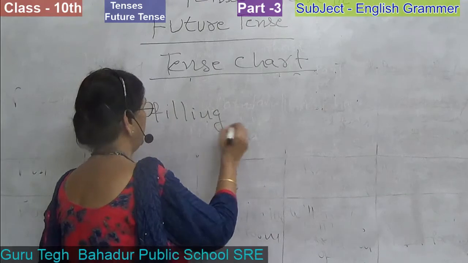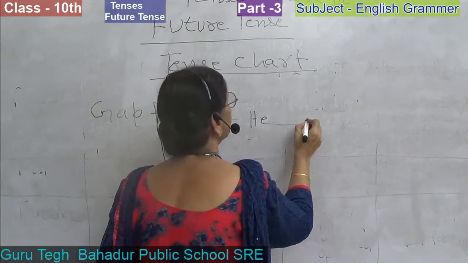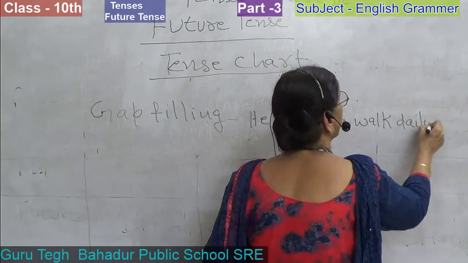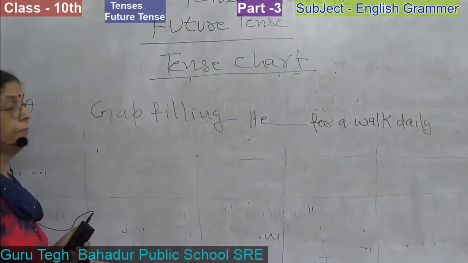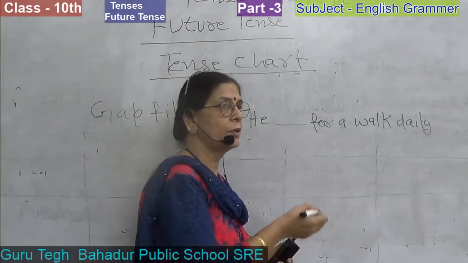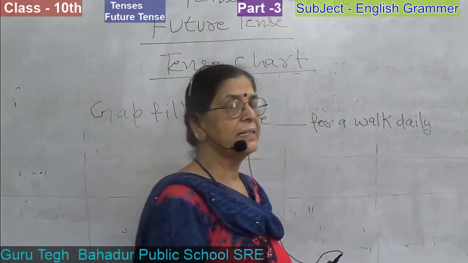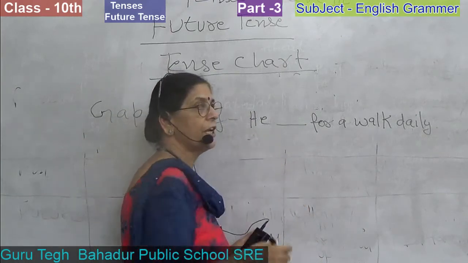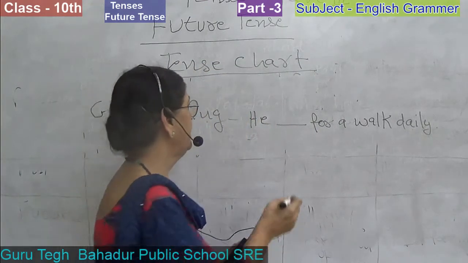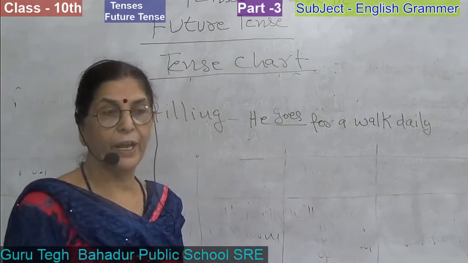Suppose I am taking a sentence: He dash for a walk daily. This is a simple gap filling. You have to conclude yourself that when the word daily is used, it is present tense. And in present tense, I have told you that third person singular number takes s/es. So what is the proper verb which we have to fill here? He goes for a walk daily. This is the correct sentence. You have to fill goes.